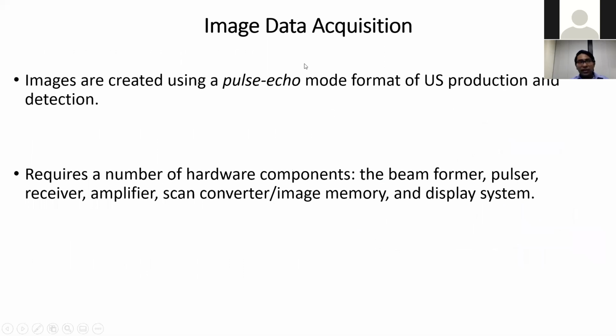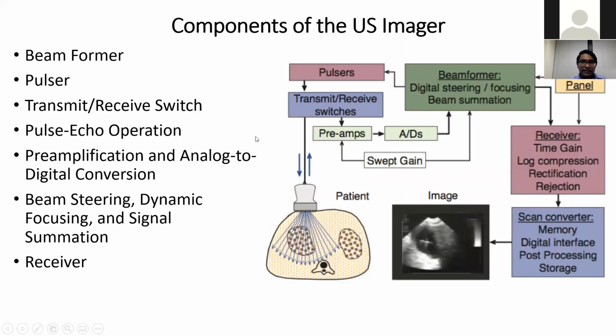The next topic that I want to touch on is how the image data is acquired and how we finally make images. So what we are basically getting is time signals from these different channels, and it requires a number of hardware components to get these time signals into an image. And that's what I want to talk about next.